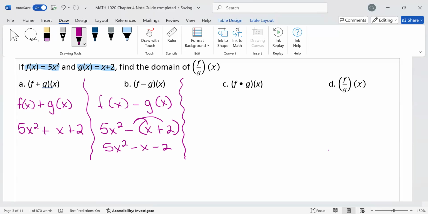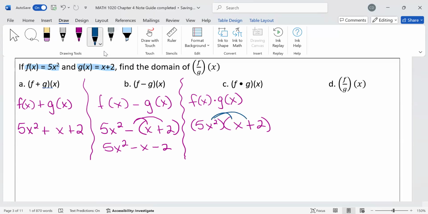All right, this is f of x times g of x. So f of x is 5x squared. G of x is x plus 2. And once we get that, we're going to distribute. We're going to take 5x squared and multiply it by everything inside that second set of parentheses. 5x squared times x gives me 5x to the third power because I have 3 x's. Then 5x squared times 2. 5 times 2 is 10, and I have 2 x's. So it's 10x squared.